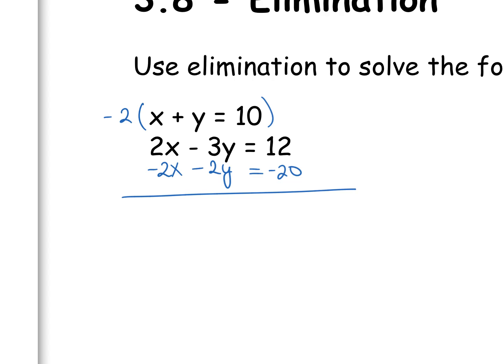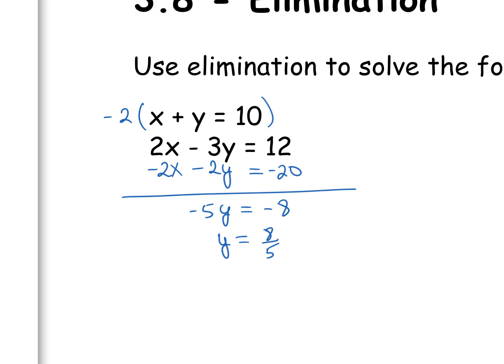So when we combine these, what do we get? Our x's eliminate. How many y's do we end up with? And then what is our constant that we end up with? So y ends up equaling, and that's when we kind of wonder, did we do it right? Okay, now we have an answer.